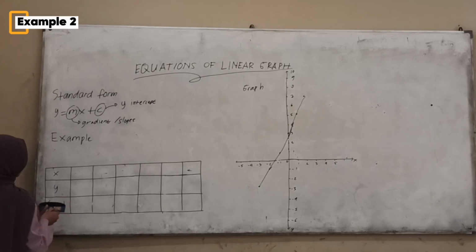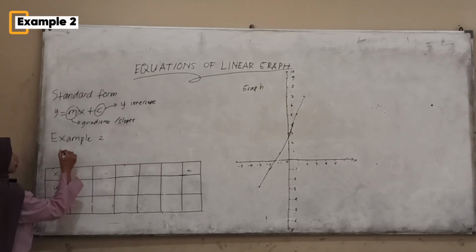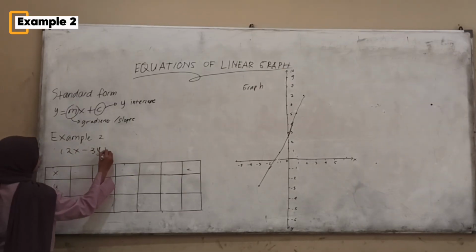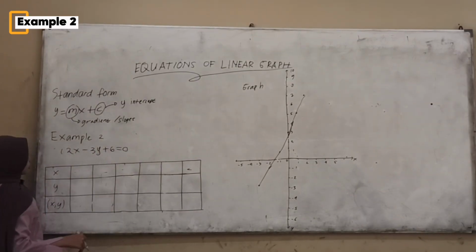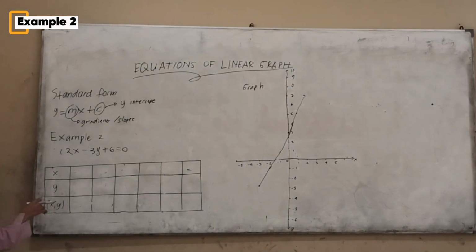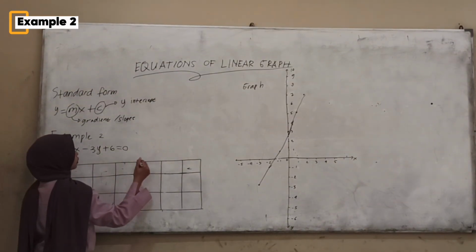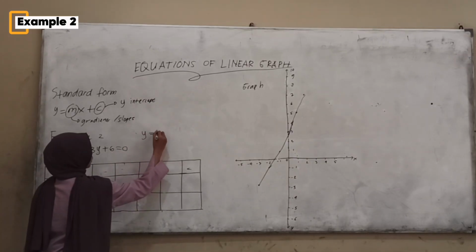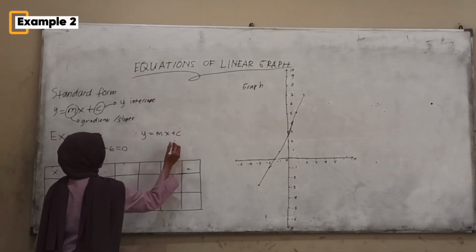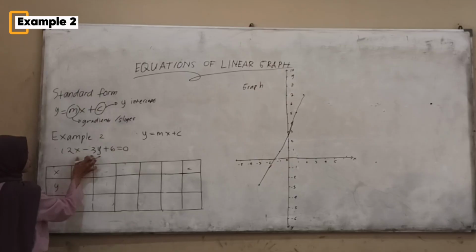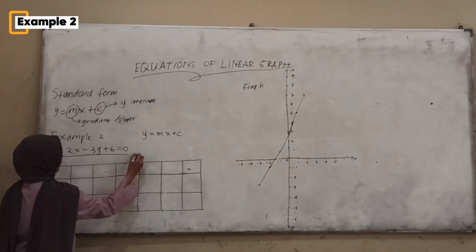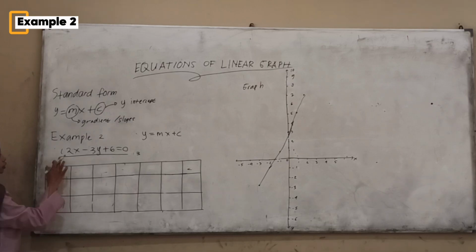So what is the equation of example 2? 12x minus 3y plus 8 equals 0. So the first step, we have to convert this equation into the form y equals mx plus c. To change this equation into this form, we have to divide this equation by 3. So what is the answer?